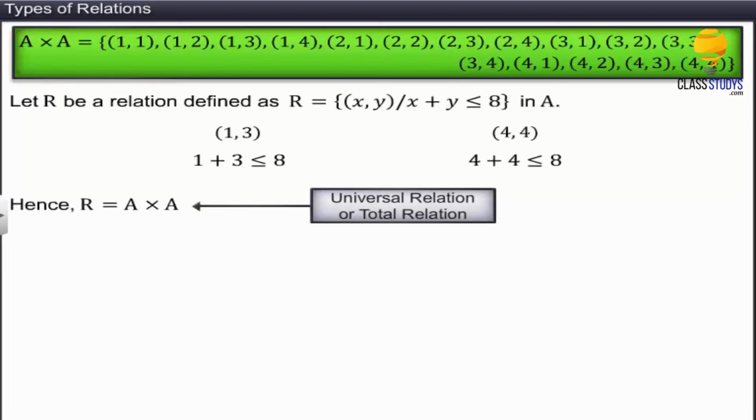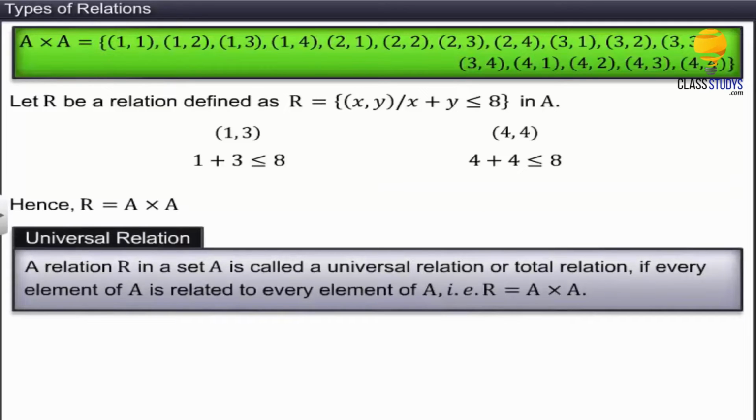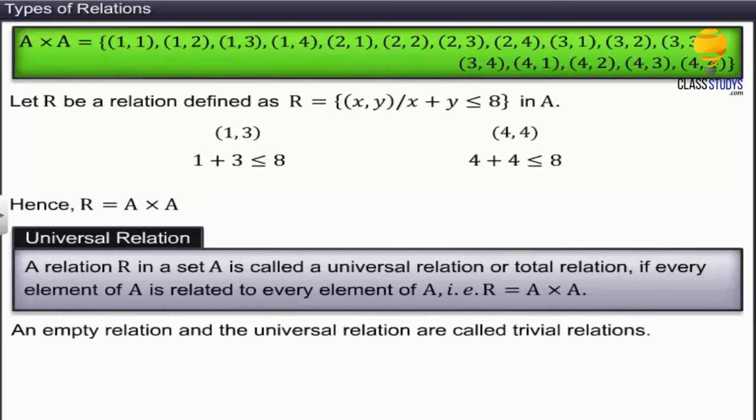This type of a relation is known as the universal relation or total relation. Mathematically, a relation R in a set A is called a universal relation or total relation if every element of A is related to every element of A. That is, R is equal to A cross A. An empty relation and the universal relation are sometimes called trivial relations.